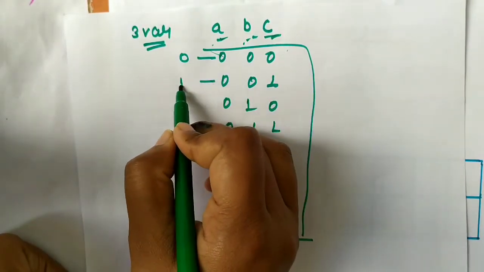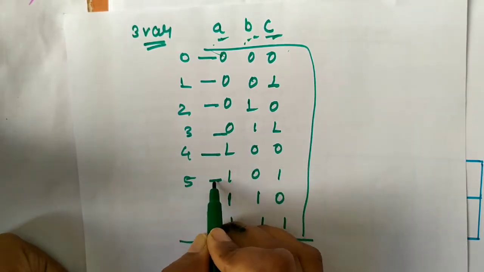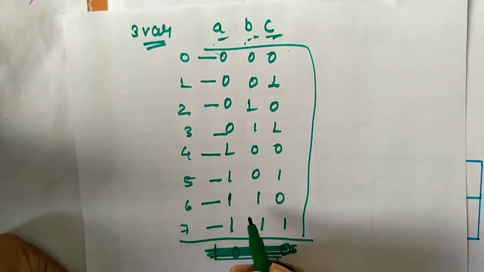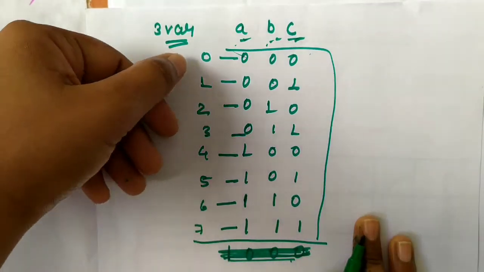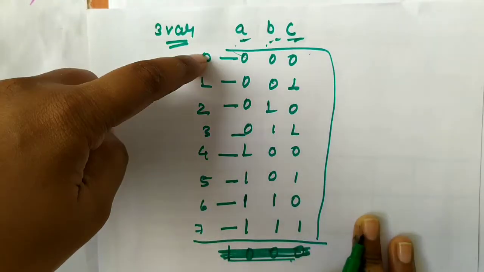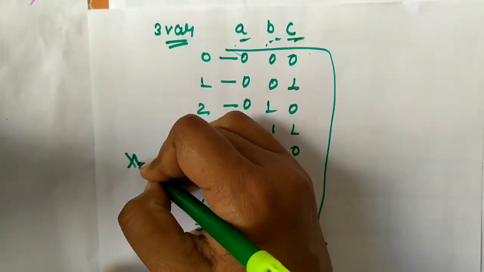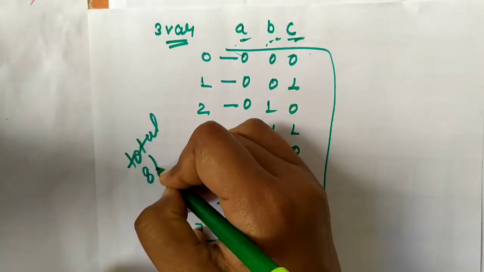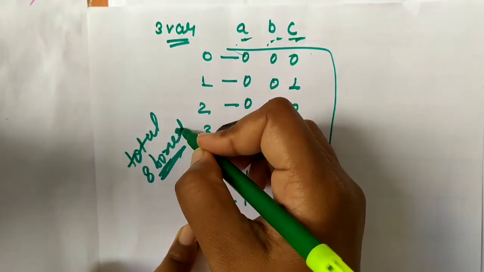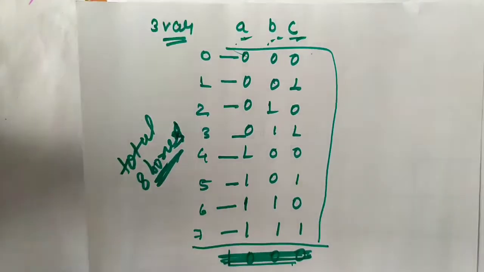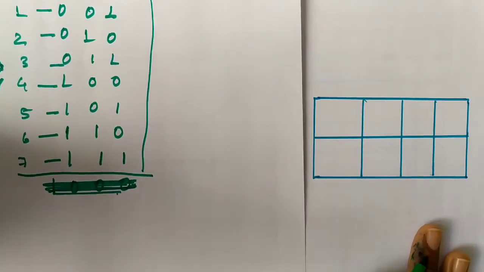This is the binary numbers of 0 to 7. So for 3 variables, how many boxes are there? It is 0 to 7, that means a total of 8 boxes. So here are the 8 boxes I have already made.